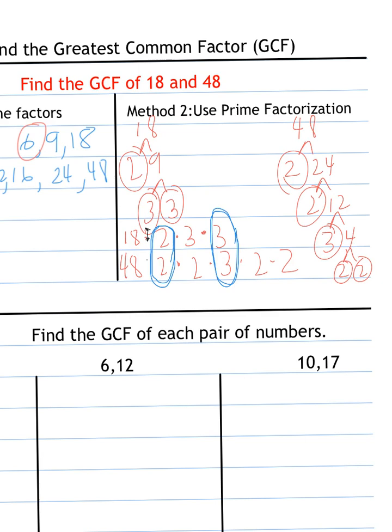Now we have one more 3 in the 18, but no more in the 48. And then same thing the other way. We have a couple more 2's in the 48, but no more in the 18. We are just looking for those pairs.